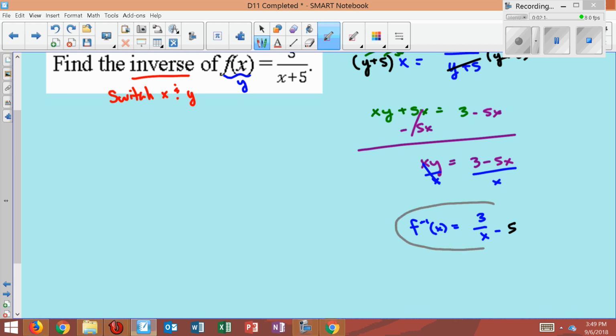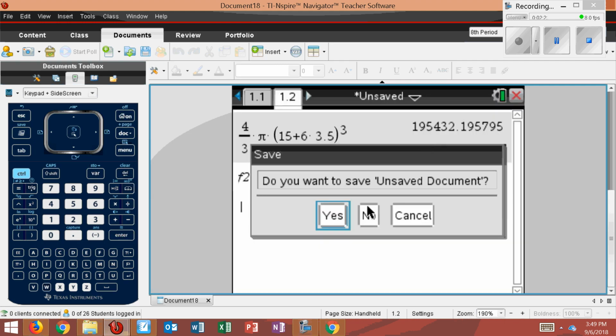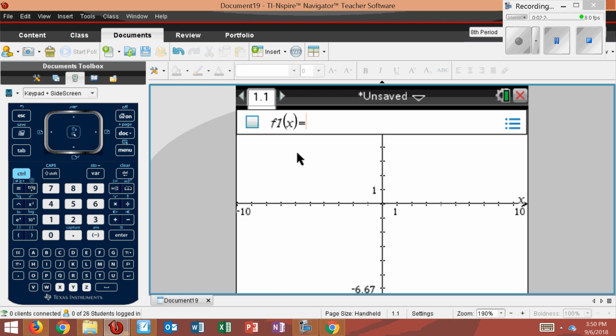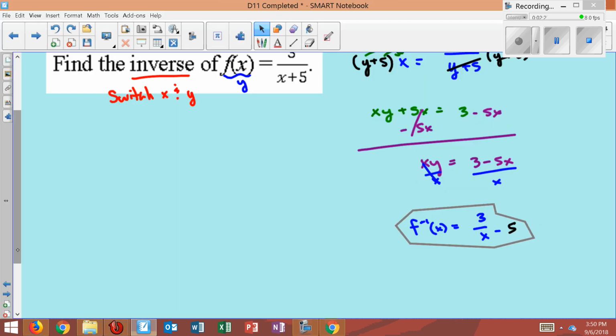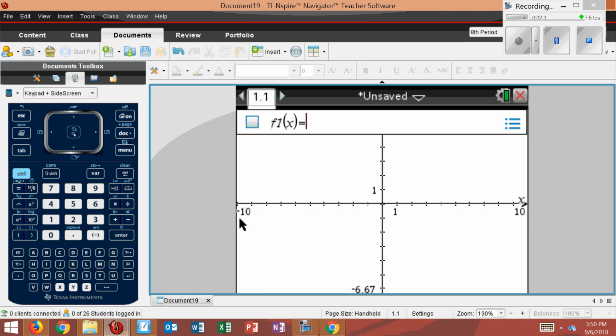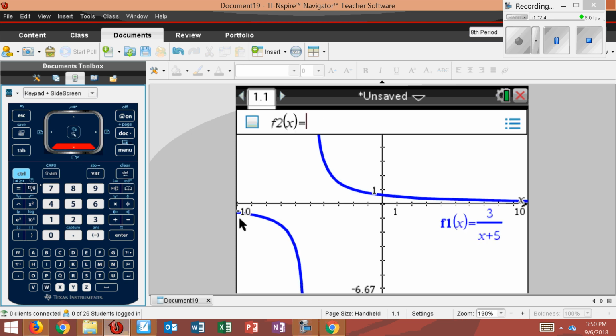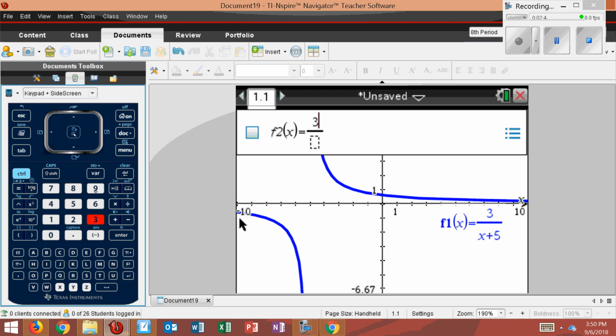Now let's check this out. How can I check it out? Well, I go to my graph, and I'm going to graph the first equation, which was 3 over x plus 5. And we're saying the inverse is 3 over x minus 5 on the outside. We're saying this is the inverse.